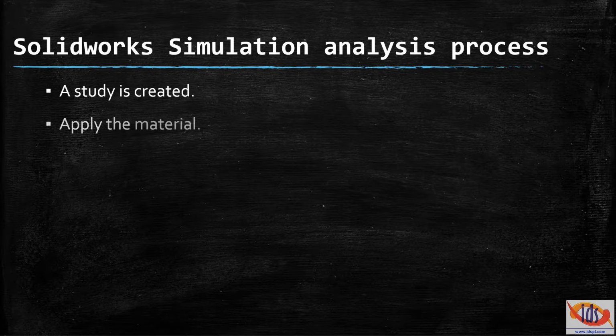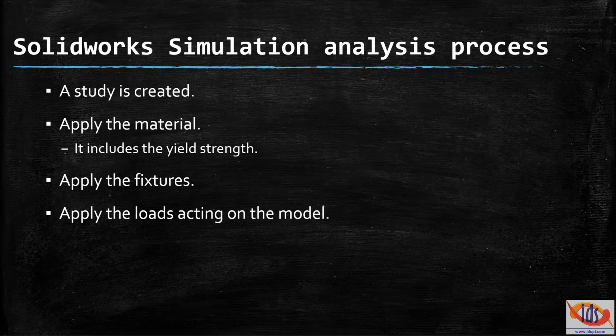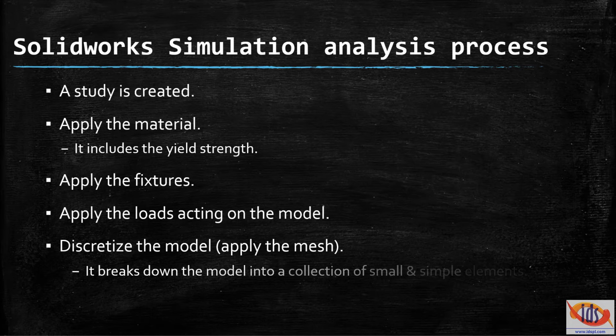A material is applied to the model, which contains the physical information such as the yield strength of the model. Fixtures are applied to the model, which represents the way the physical product is held. Loads are applied to the model to represent the forces that caused the part to deform. A mesh breaks down the model into a collection of small, simple elements.